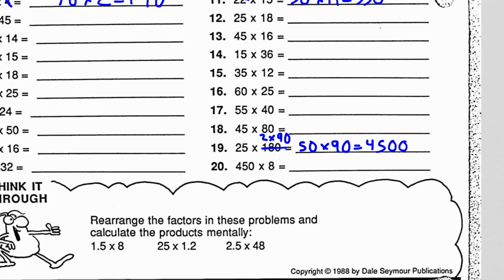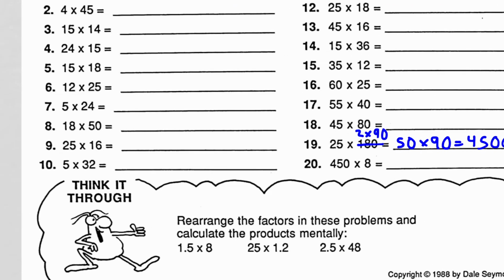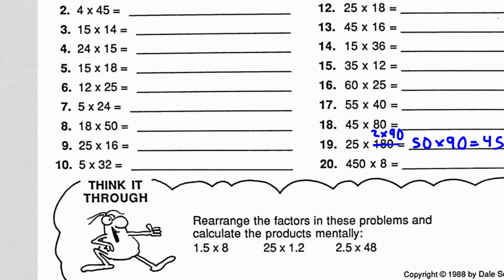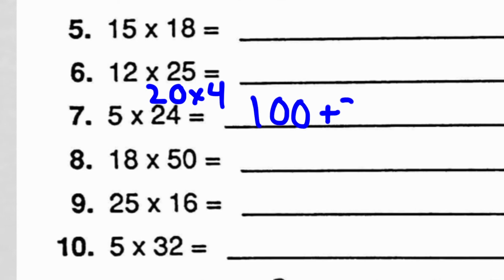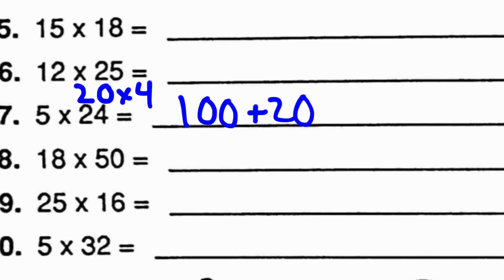So, bunch of different ways you can do these, right? I want you to use the strategies that fit the best, right? 5 times 24 over here. Well, maybe on this one I'll just break it up. And do 5 times 20 is 100. And 5 times 4 is 20. And that's going to give me 120.